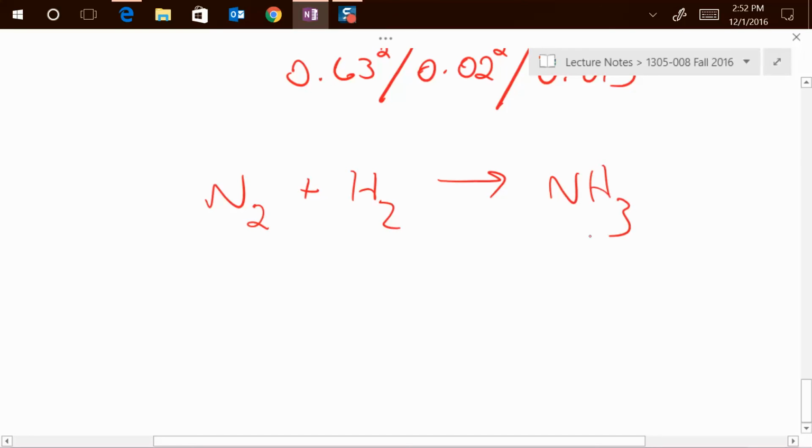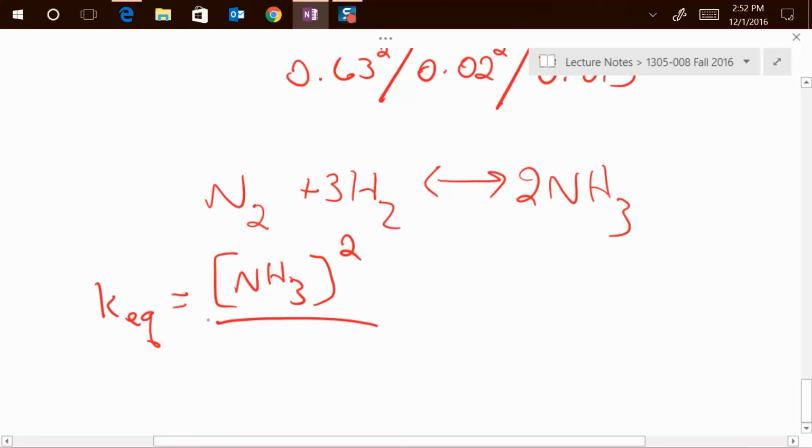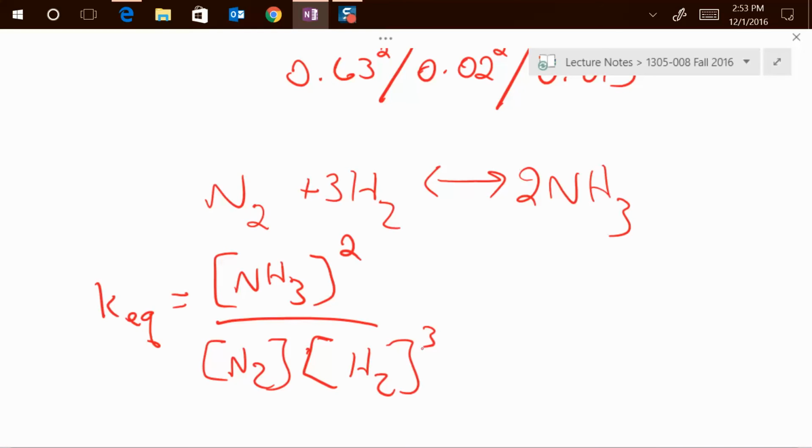Same thing here. I have a balanced chemical equation. What is the KEQ for this? NH3 on top, because that's my product. Square it. Divided by the concentration of N2. Some of you chose plus. Don't add it. Times H2 cubed. This is my equilibrium expression, my equilibrium constant equation for this reaction.